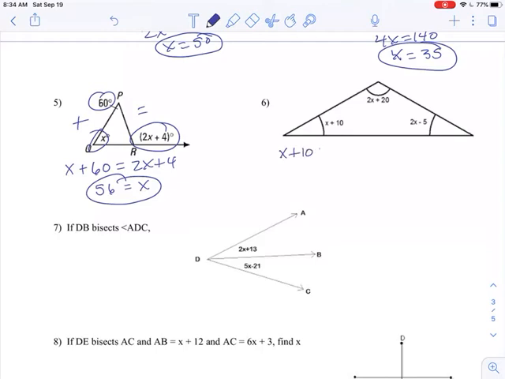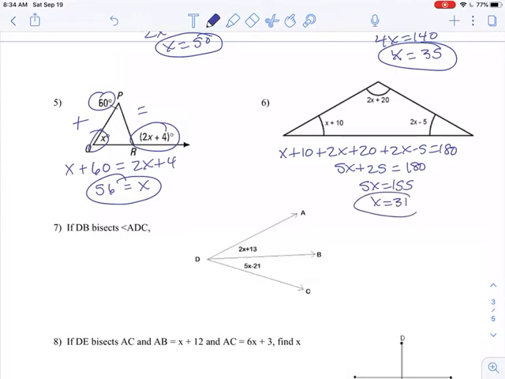Number six are the angles of a triangle, and the angles of a triangle add up to 180. So I'm just going to take all three of those angles and set them equal to 180. I'm going to combine all those x's together, and I got 5x. I'm going to combine all the numbers together, and I get 25. I'm going to subtract 25, which gives me 155. Divide by 5, x equals 31.